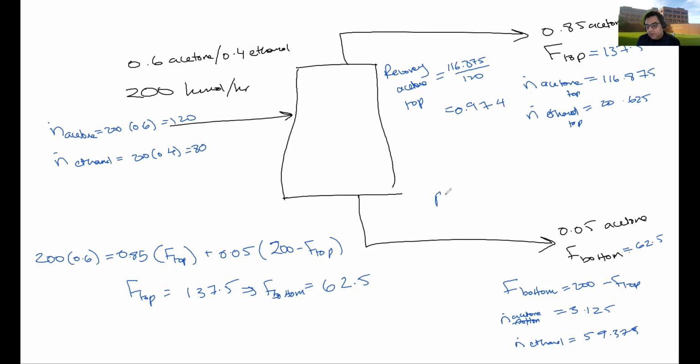0.9774, and the recovery of ethanol in the bottom in this case will be how much ethanol we have, 59.375, divided by the original number of moles of ethanol entering this column. So this will be 59.375 divided by 80, and this number will be 0.742, right? So now I have my recovery of acetone in the top stream, and recovery of ethanol in the bottom stream. Let me write these numbers down. So these numbers are 0.974 and 0.742.